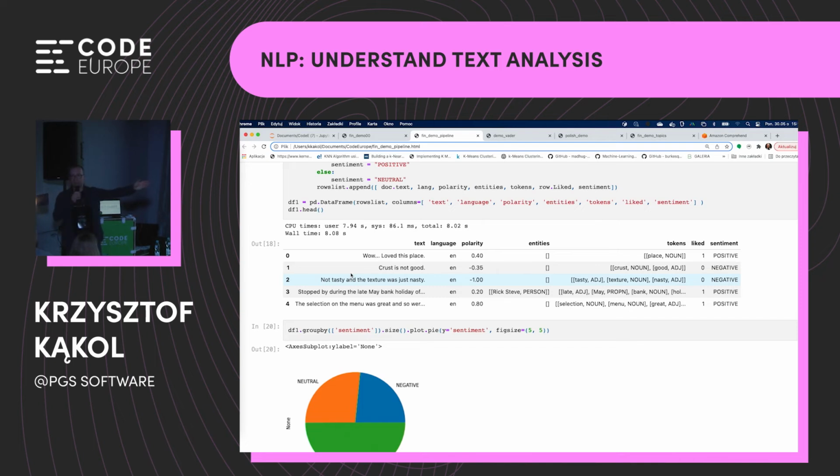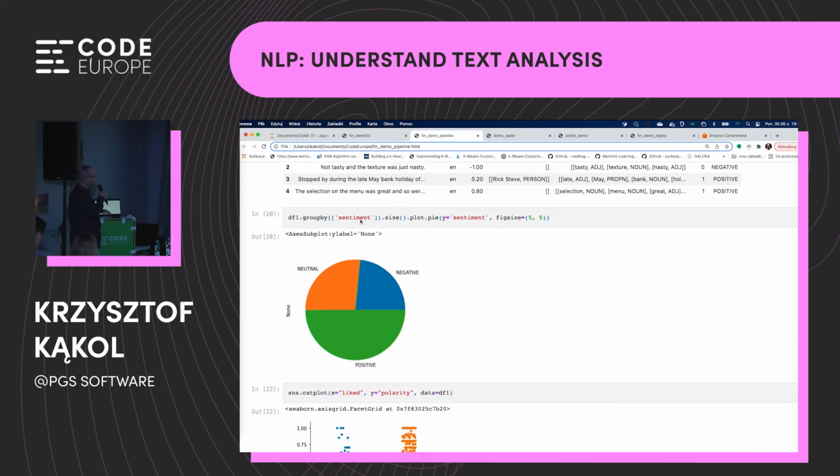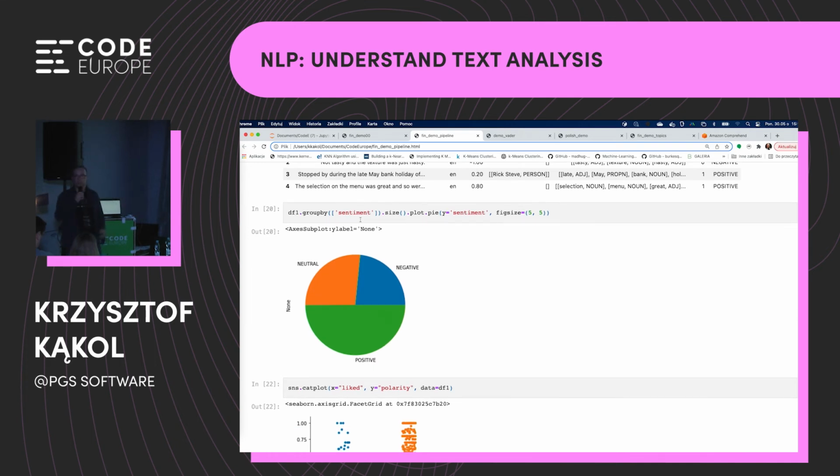And the sentiment is just detected from polarity, because we can assume that if the polarity is over 0.05, it's positive. If it's less than minus 0.05, it's negative. And between those two values, it's neutral. And what I can provide to the customer in a simple way is how many sentences or how many reviews are negative, how many neutral, how many positive.